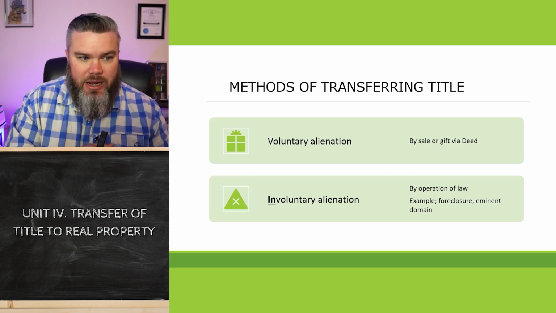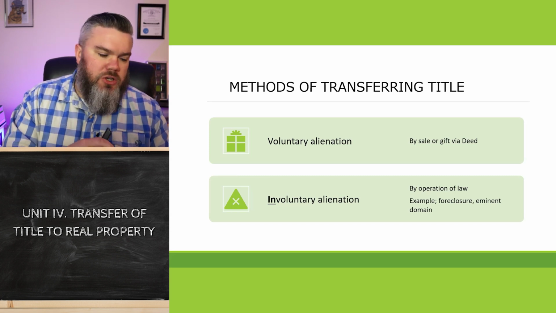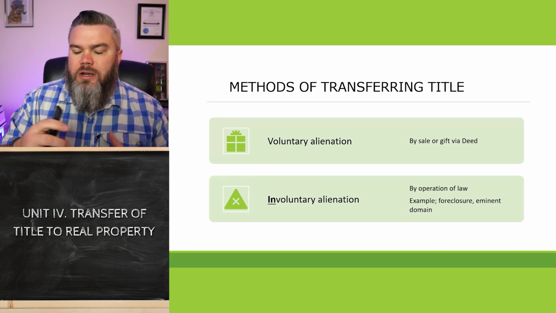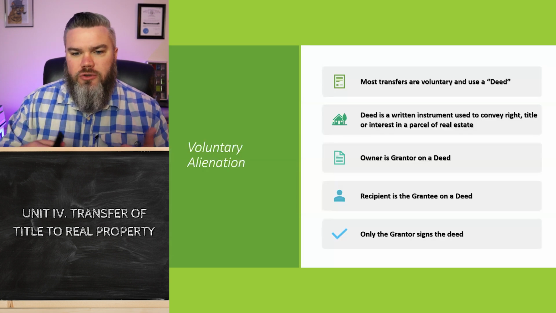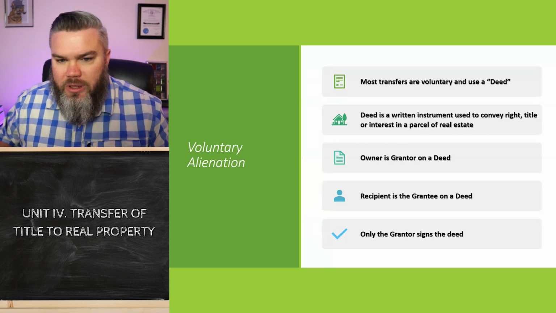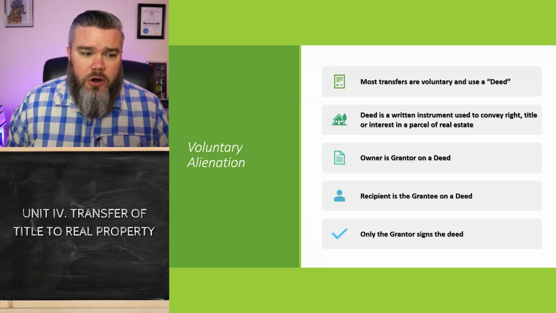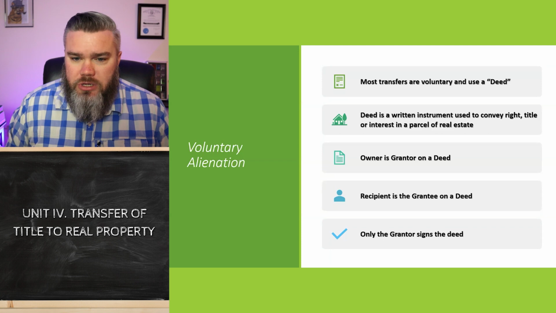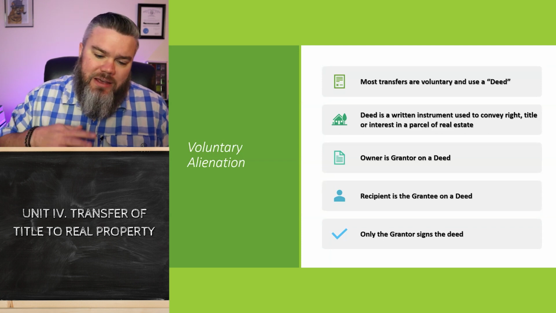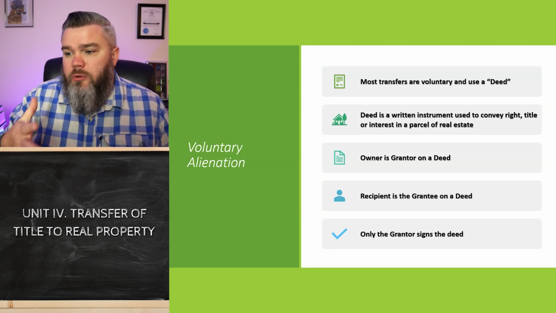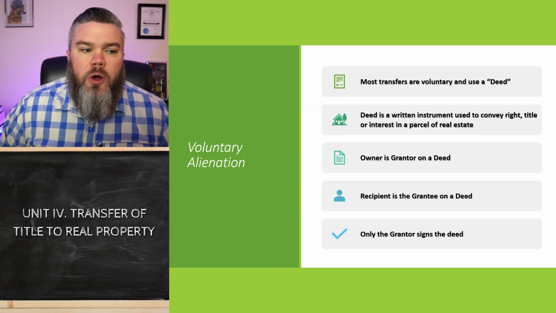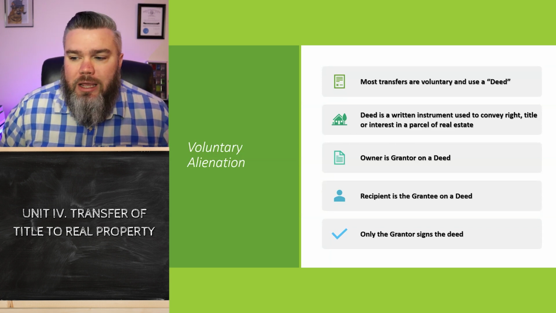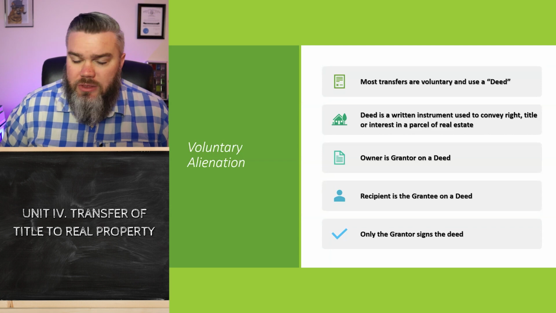It's called involuntary alienation. And so when we are dealing with voluntary alienation, you're selling it, you're gifting it, you're choosing to do it. This all happens with deeds. And typically there are contracts that are the precursor to the deed. And as we've said, the person giving the property is referred to as the grantor. The person getting the property is referred to as the grantee. Now, important to note, only the grantor has to sign the deed.